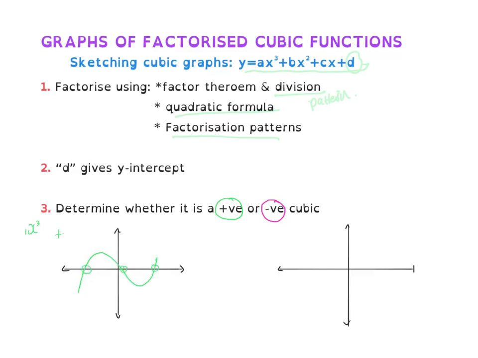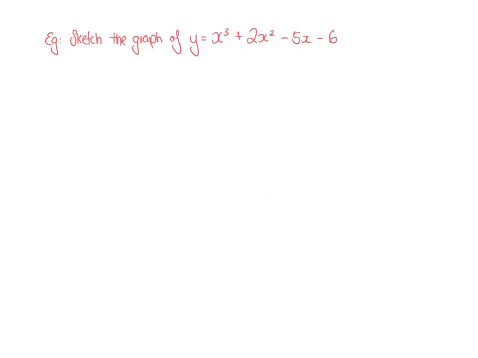So a positive cubic, if the number in front is positive, starts down here. If it's negative, it starts up in this quadrant and you go down, up, down. So there would be, say, your 3 x-intercepts. So this is if x cubed is negative, if you have a minus cubic, it's going to start up here. Okay, so let's do an example.